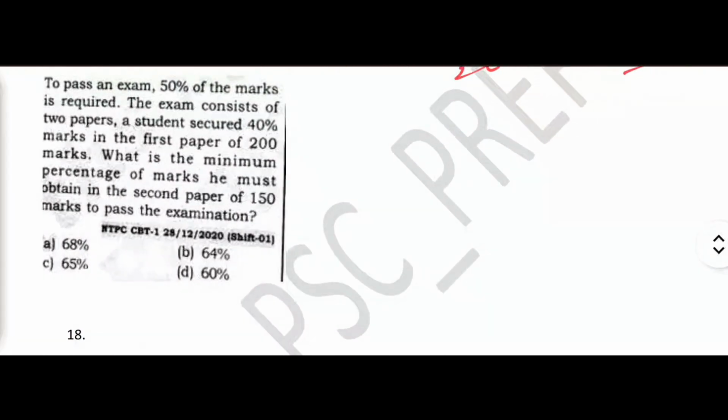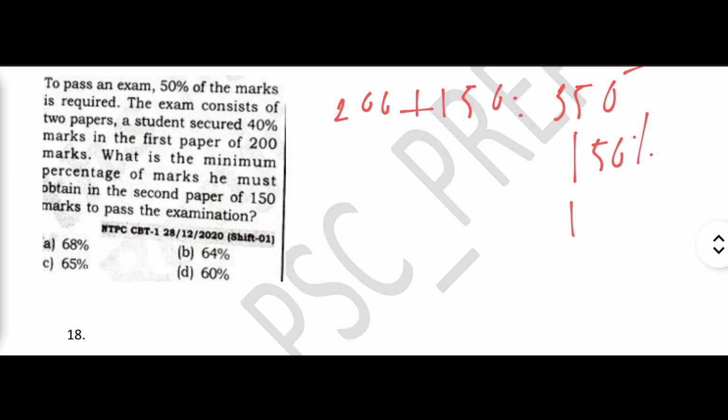To pass an exam, 50% of the marks is required. The exam consists of 2 papers. Okay, we have one exam, it has 2 papers. A student scored 40% marks in the first paper of 200. What is the minimum percentage of the marks he must obtain in the second paper? So guys, very simple, very logical. One paper is of 200 marks, one paper is of 150 marks, so 350 in total. Overall, to pass this exam, how many marks do you need? 50%. That means you have to score 175.